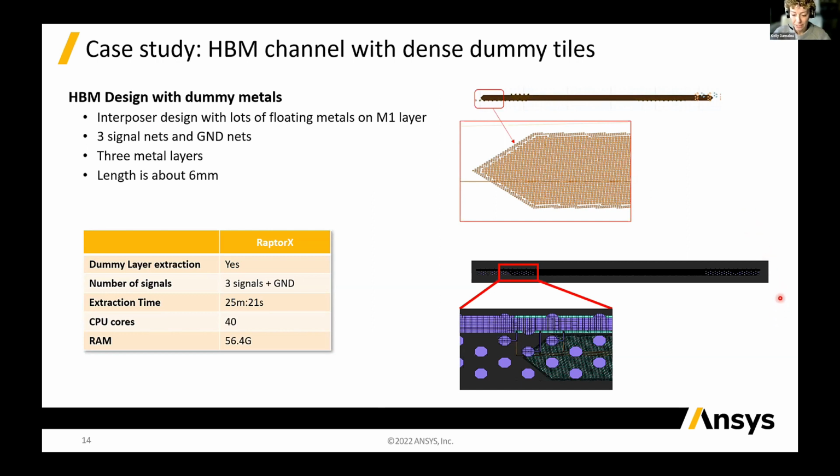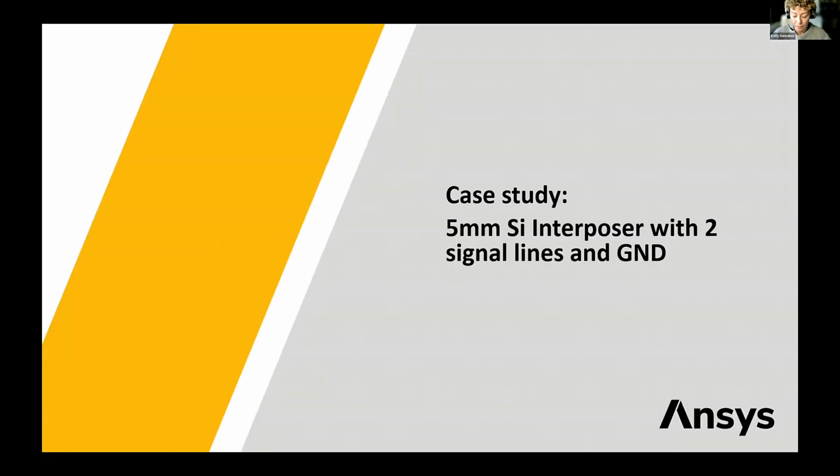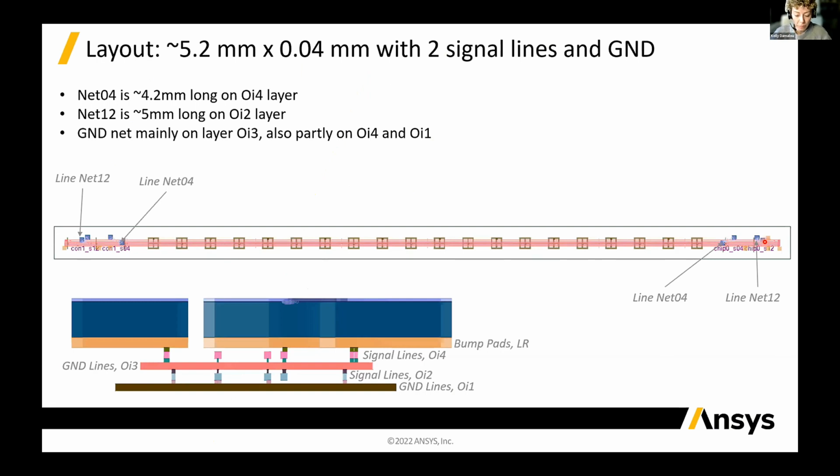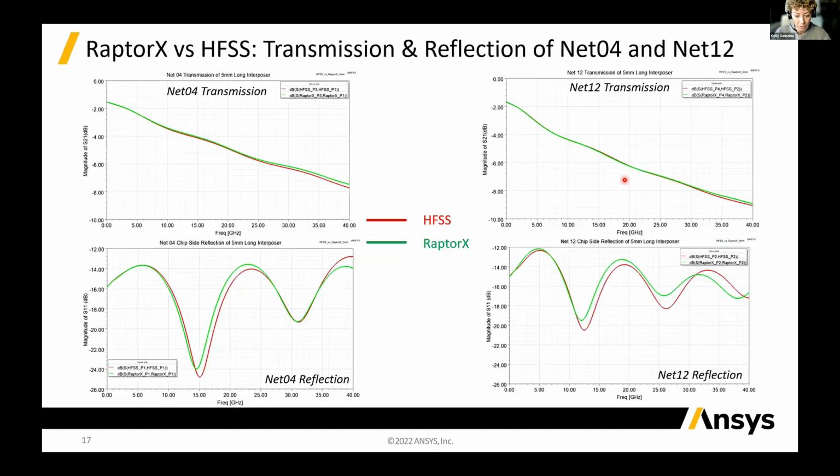And I have another test case following up. Another interposer design, an HBM3 bus with 48 signals built on a silicon interposer. I will use this example to demonstrate the accuracy of the RaptorX solver. So the HBM3 bus was several millimeters long, 5.2 millimeters by 0.04 millimeters. And the electromagnetic simulation covered DC up to 20 gigahertz frequency range.